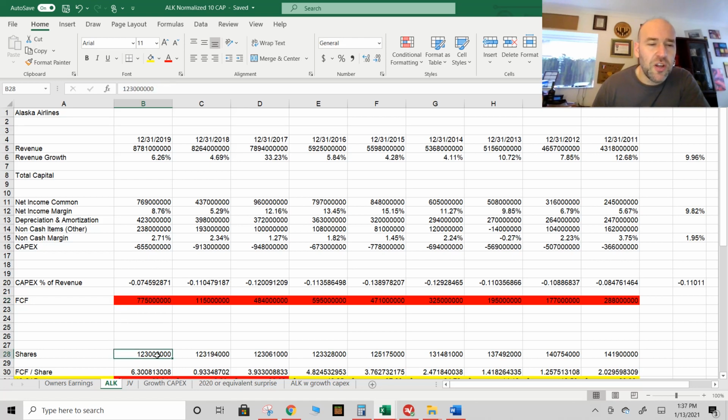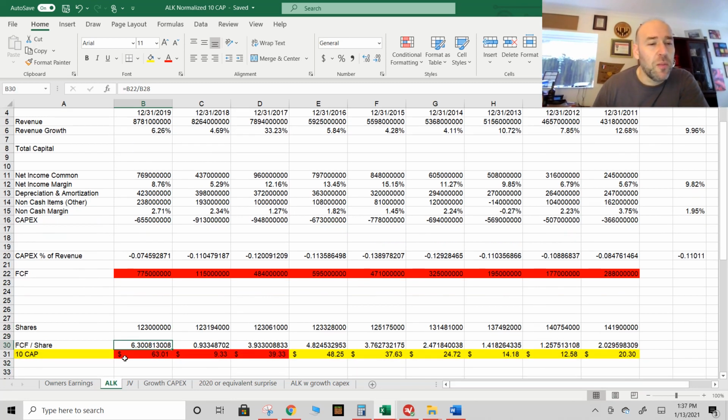Here's the number of shares. One thing that could be tricky that you want to account for is the number of shares can change over time. So as you can see, indeed, it used to have more shares. So you can get that off the balance sheet data. I put that in, you get your free cash flow per share, multiply by 10, and get the 10 cap price.